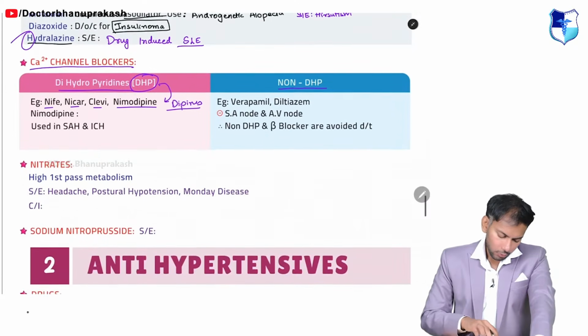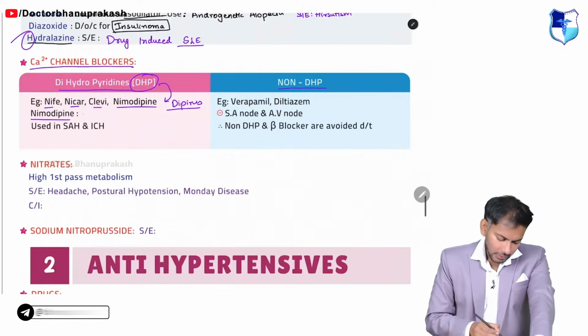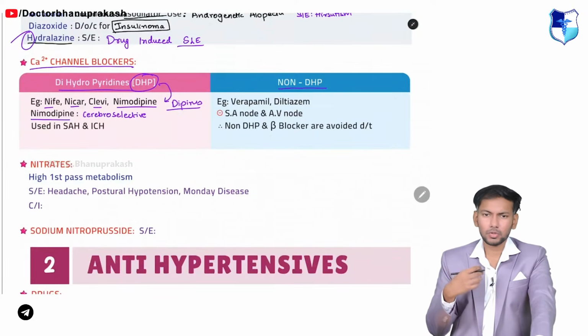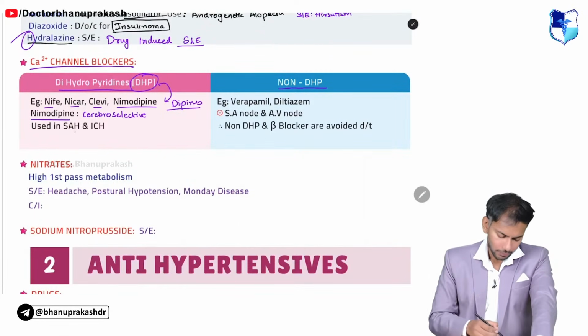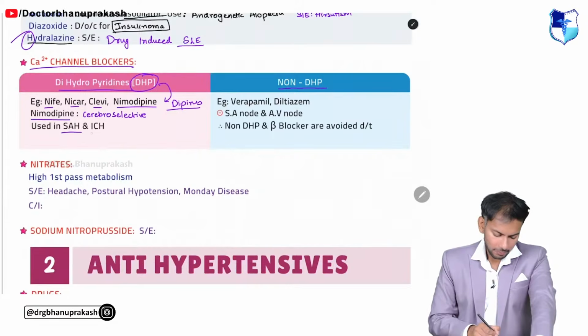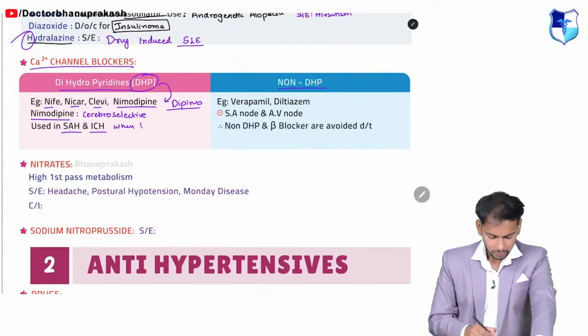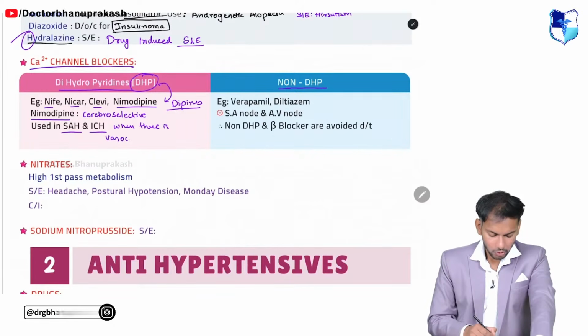Now, nimodipine is cerebroselective. That means it works well in the cerebral vessels. So it can be used in subarachnoid hemorrhage or intracranial hemorrhage whenever there is vasoconstriction that is causing ischemia.